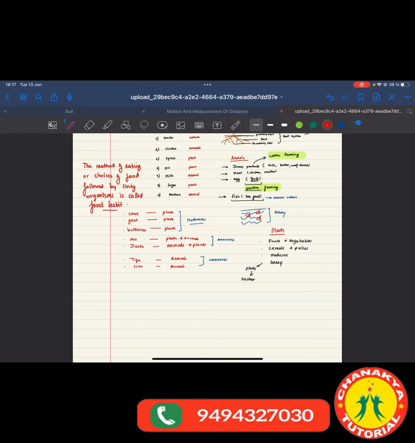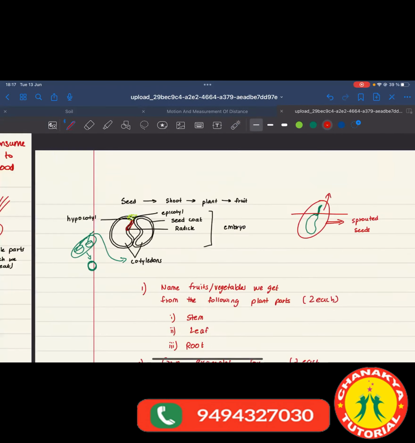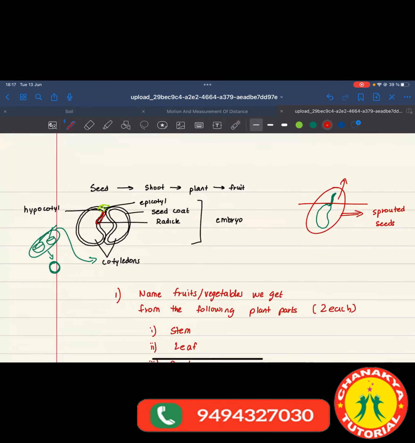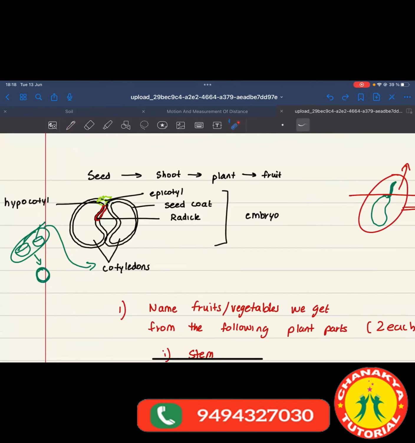With this we're actually done. This is just additional information that I gave. You know that most plant products grow from a particular seed. This is the first stage of any plant. This is how a seed looks.